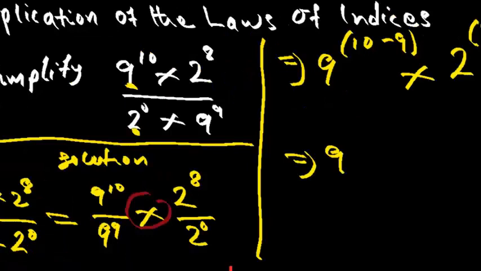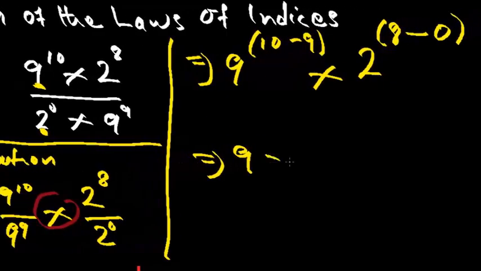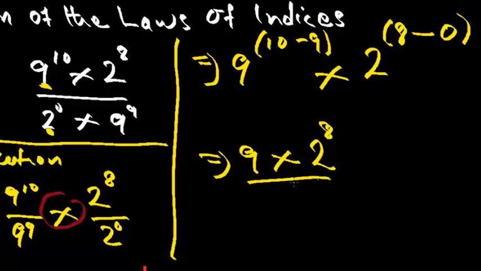We have 9, then the exponent: 10 minus 9, which is 1. Every natural number has an exponent of 1, so there is no need to write the 1. Just leave out the 1 and write the 9. Then times 2, then we have 8 minus 0 is 8, so we have that.